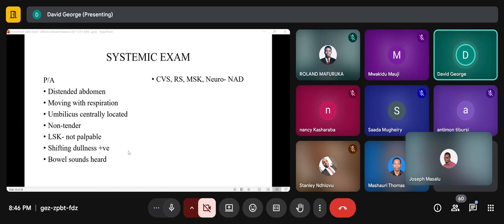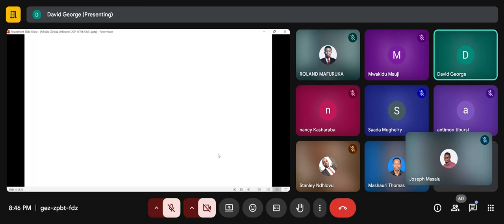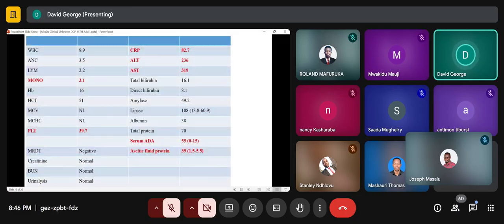Okay, thank you, Joseph. So, some more pieces of information that I did not include. This patient is sexually active. She's married in a monogamous relationship, having 2 children, no history of vaccination for hepatitis B. So I'll move on to the labs.